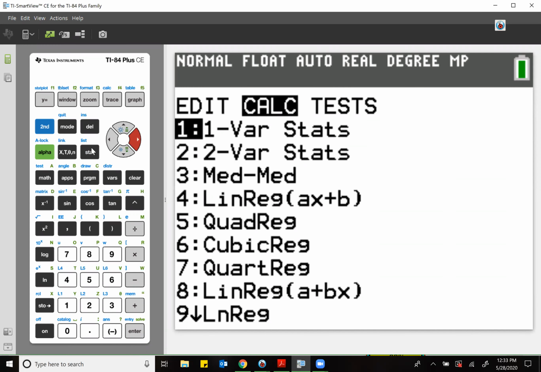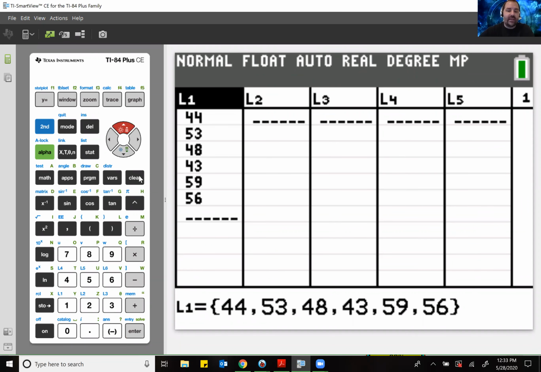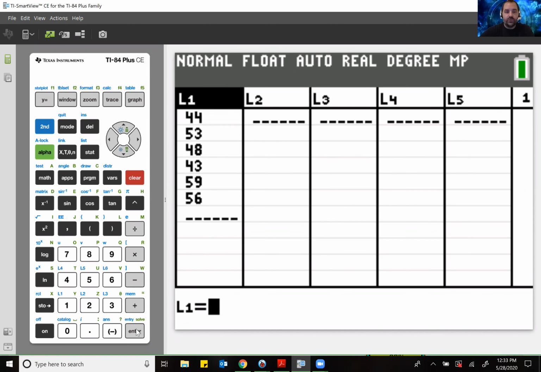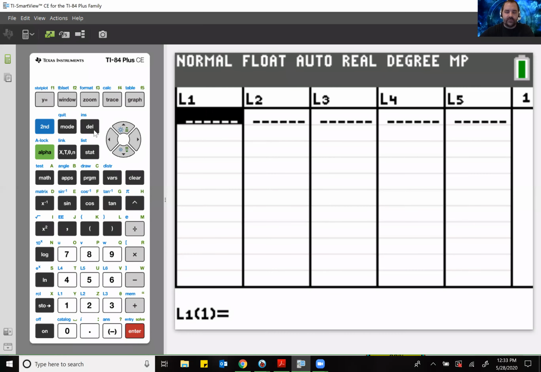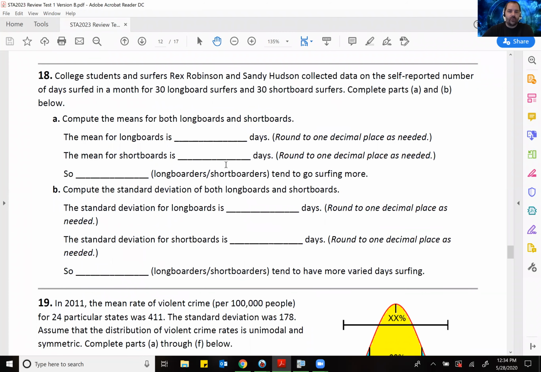Then you go back in, go into your list, scroll up to the top, hit clear, and then enter. Clear, then enter. Don't hit delete. And then put in the shortboards. Then go back to stat, go to calculate, and run your one variable statistics. Write down the mean and the standard deviation. And then you have all the information you need for this, because you'll have the mean and the standard deviation for the longboard, and the mean and the standard deviation for the shortboard. And then you can answer the 2 questions.